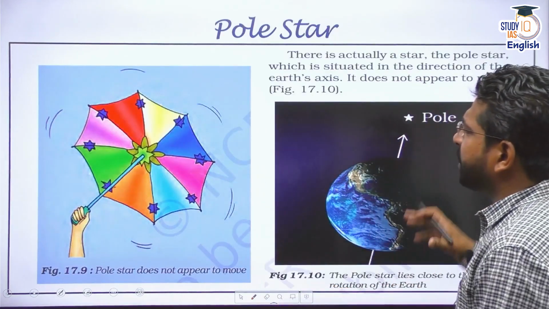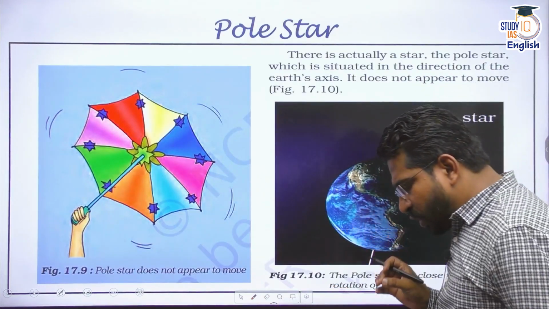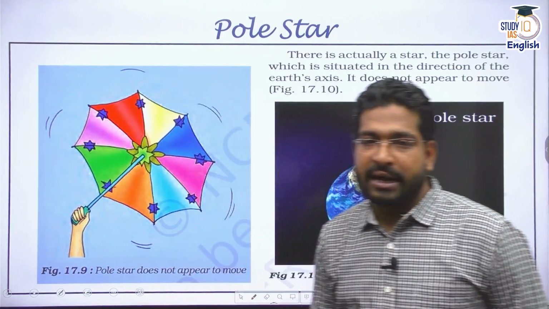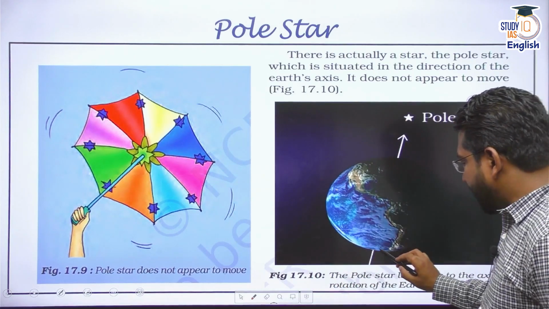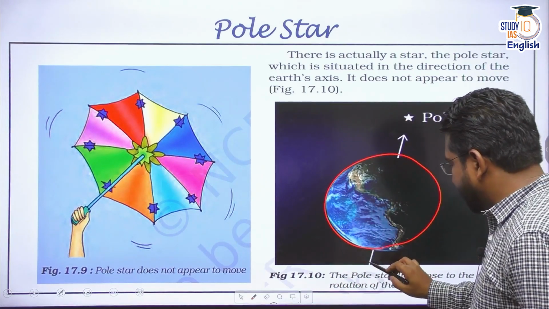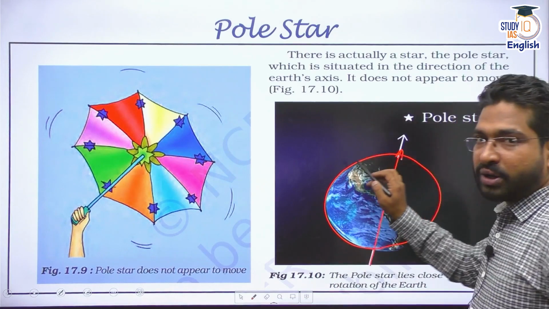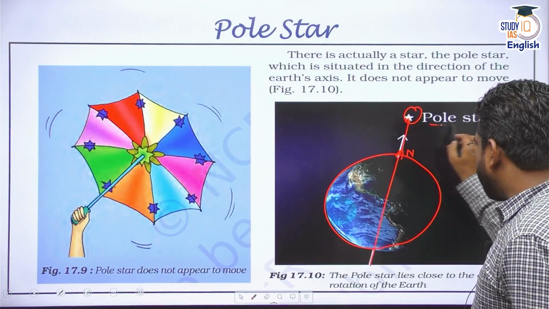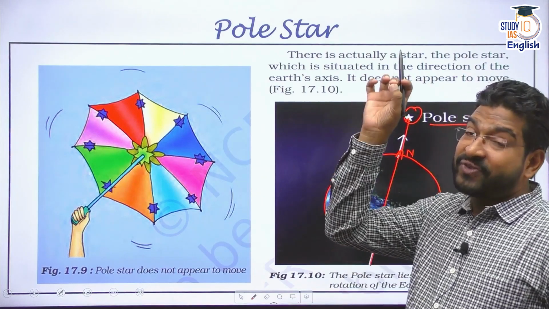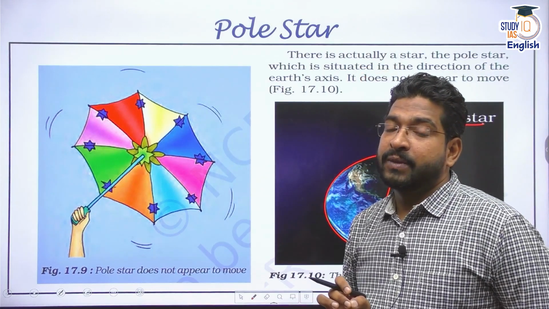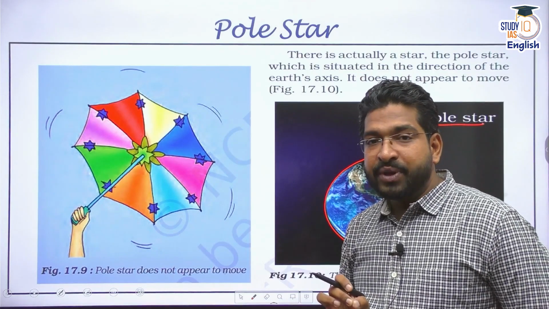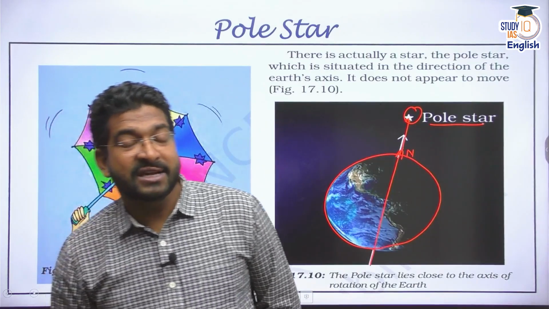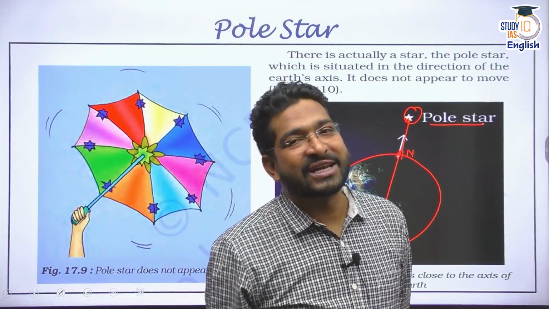Now apart from that, there is one particular star which appears almost stationary to us. That is called as pole star or north star. Now we know that Earth's axis is tilted by 22.5 degrees and absolutely above the North Pole. This is the North Pole, and just above the North Pole there is one particular star, pole star, which seems as if it is fixed in the sky. During the ancient time and the medieval time, the seafarers used to use this pole star as a reference to move towards north direction.